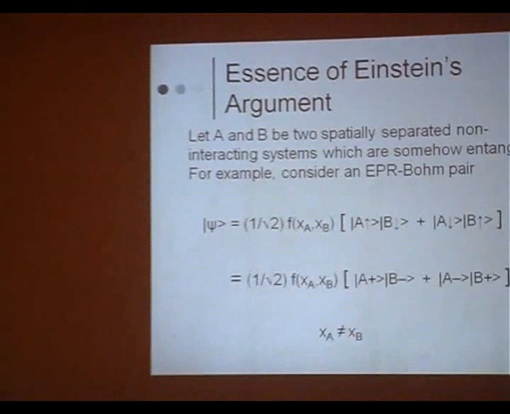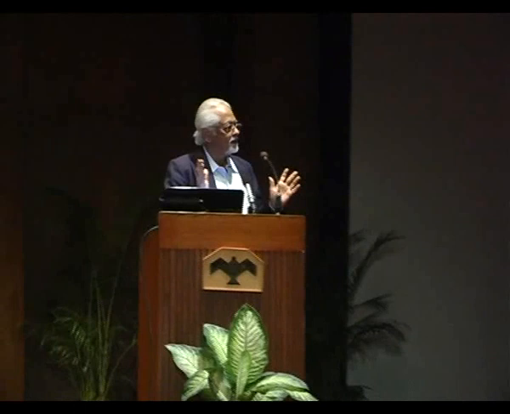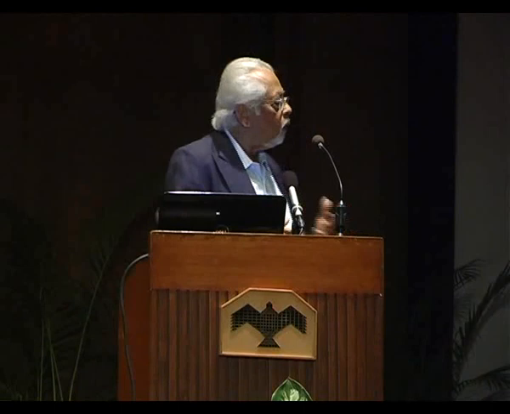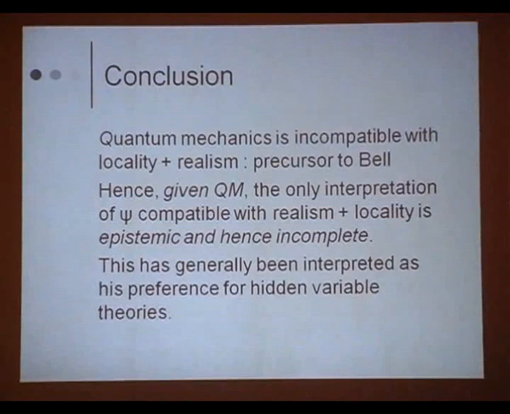Alternatively, if you say that my theory is correct, then you have to admit that spooky action at a distance must occur. This was the great dilemma. And this was the basis of the whole problem of interpreting what is happening. What is this psi? So what he showed really is that quantum mechanics, as formulated at that time and still now, is incompatible with the assumptions that there is a reality and that no spooky action at a distance occurs. No telepathy.